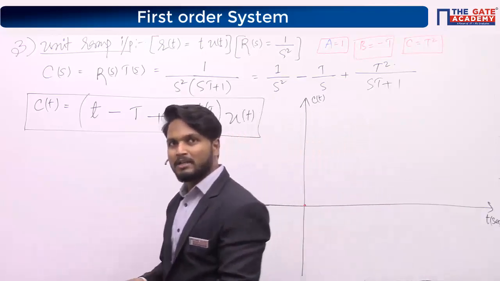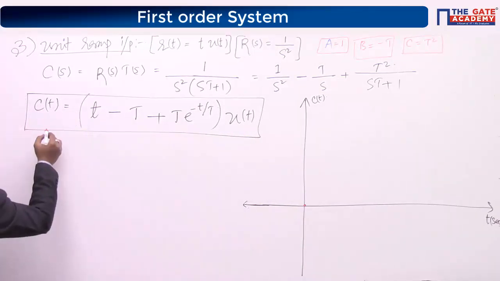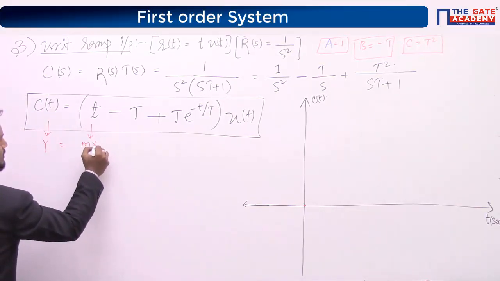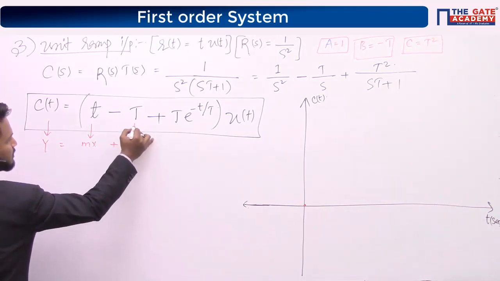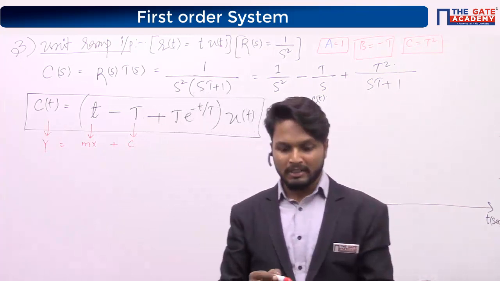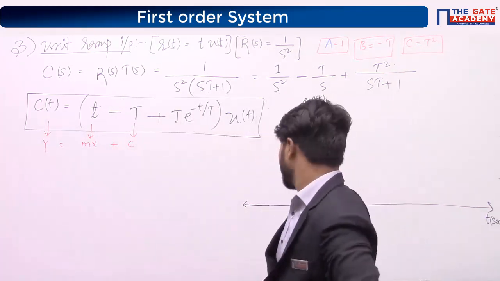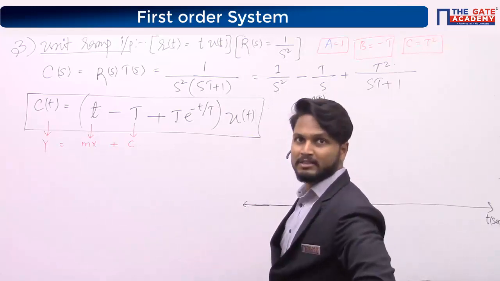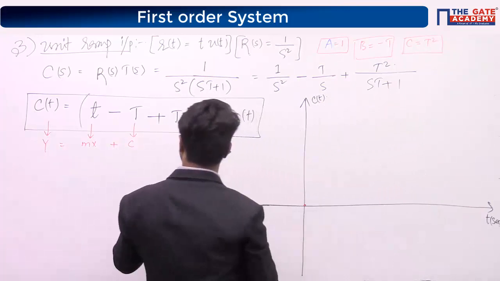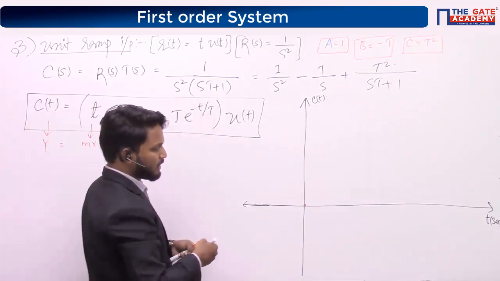So can you compare this to the equation of a straight line? Y is equal to mx plus c. Can you compare this? Yes or no? What is its y-intercept? Y-intercept is minus t. Yes or no? Minus t is the y-intercept. Therefore, this particular straight line, if I draw this particular straight line, how is this straight line going to be?